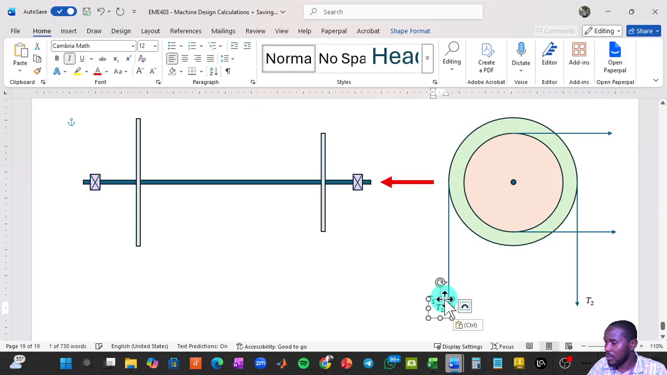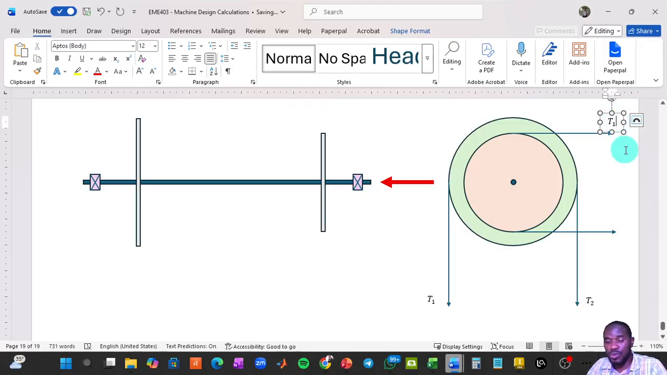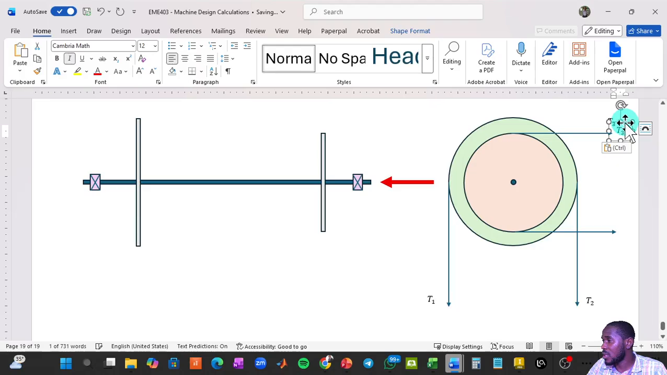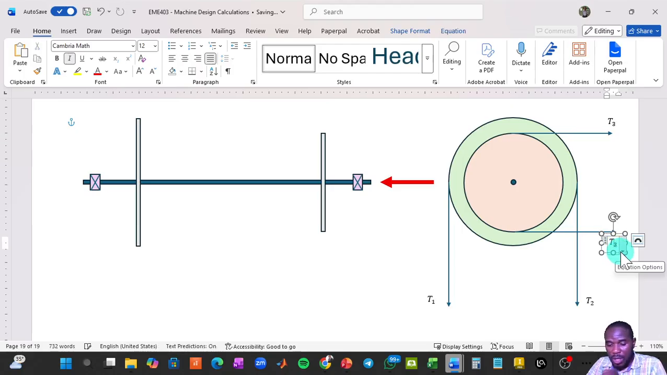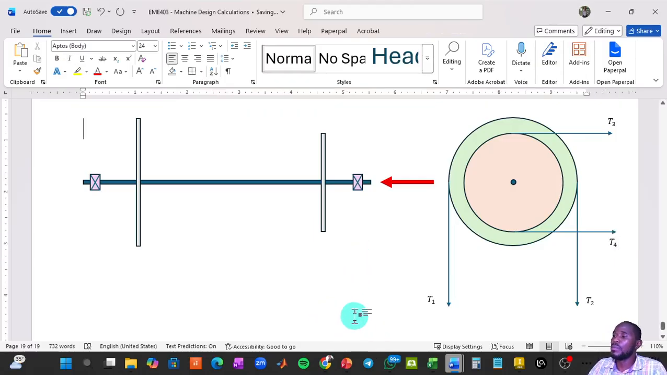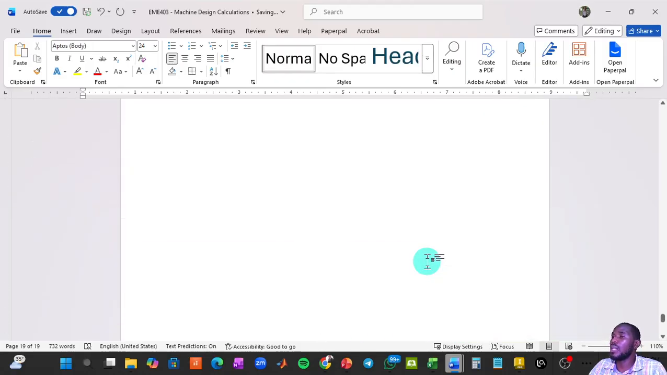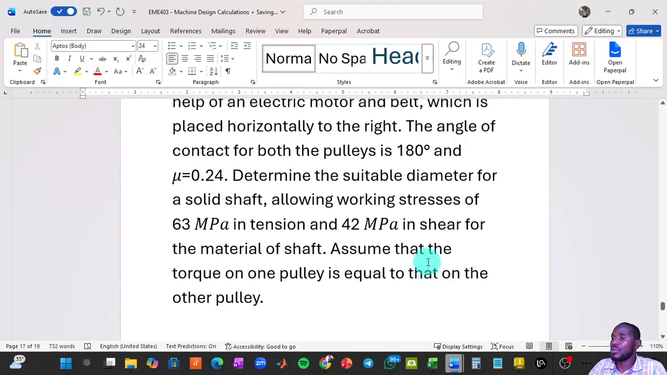Yeah, and I'm going to move you here. Since we're numbering them 1, 2, let's assume that that's the tight side. Let's call that 3, okay? And then I'm going to copy and paste that and take this to this arrow here. I'm going to call that 4. So we can see that a little bit more clearly. Let's go back to the question.